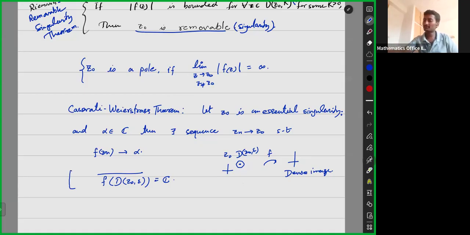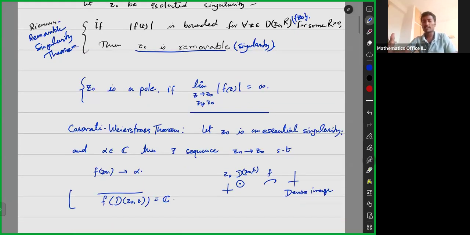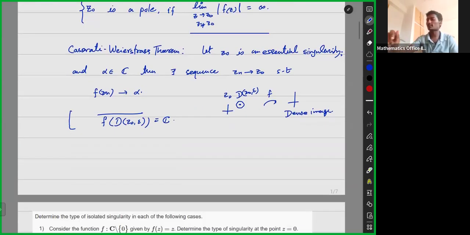Okay, so we understand three cases. Removable singularity: if f is bounded in a deleted neighborhood, where the point itself is not included in our domain, so wherever we are talking, it is a neighborhood missing that point. Pole: in case it is unbounded, then it is a pole, meaning it is bounded away from zero in a neighborhood. And if the image is dense inside the complex plane, then it is an essential singularity. This is the Casorati-Weierstrass theorem.